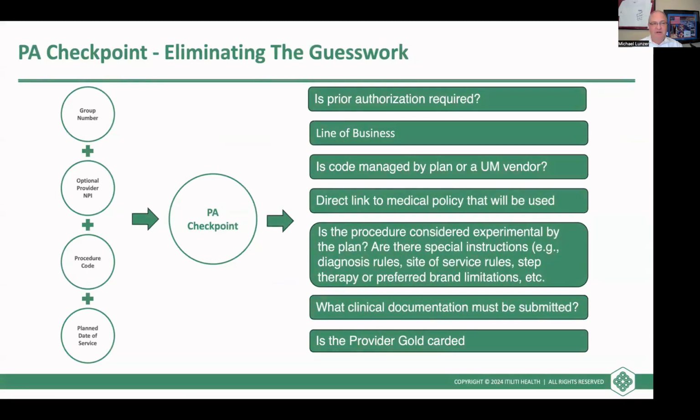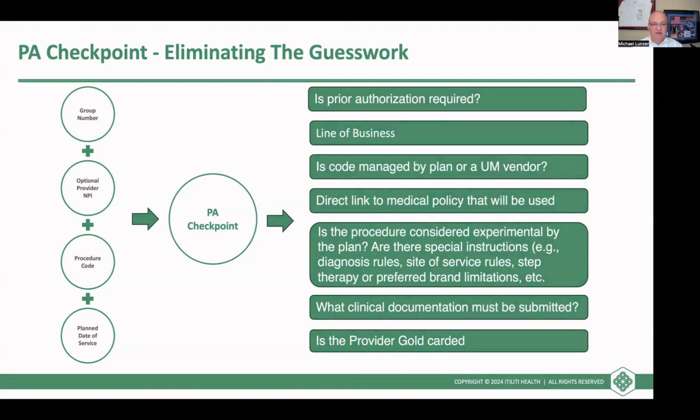The typical PA Checkpoint implementation asks the provider to enter the group number, an optional provider NPI if the health plan utilizes gold carding, the procedure code that they're going to perform, and the expected date of service. When they enter that information into PA Checkpoint, it provides a very comprehensive answer. Not just is a prior authorization required, but also what is the line of business for this patient? Is this procedure code managed or evaluated by the internal health plan, or do they use an affiliated prior auth vendor to make that decision?